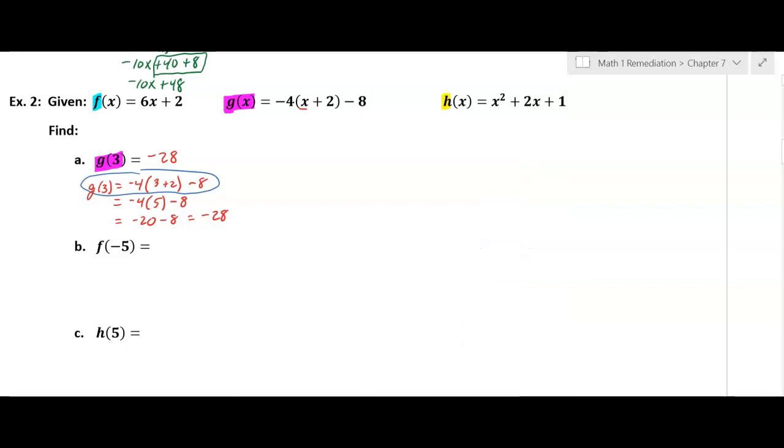Okay? So when I go to do the next one, f of negative 5. Since we're using function f, I know I'm going to use this function. So f of negative 5 equals, everywhere I see an x, so 6 times x would be negative 5 plus 2. That's going to give me negative 30 plus 2, which is negative 28.